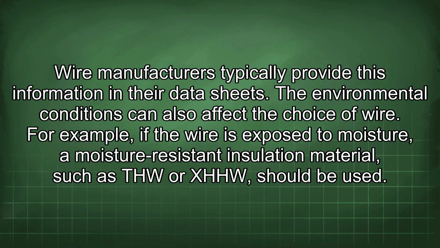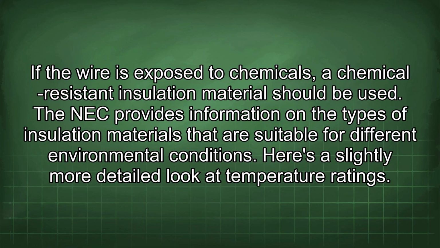The environmental conditions can also affect the choice of wire. For example, if the wire is exposed to moisture, a moisture-resistant insulation material such as THW or XHHW should be used. If the wire is exposed to chemicals, a chemical-resistant insulation material should be used. The NEC provides information on the types of insulation materials that are suitable for different environmental conditions.